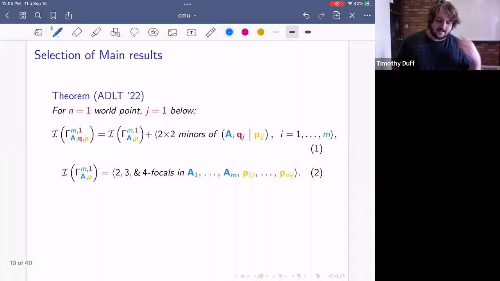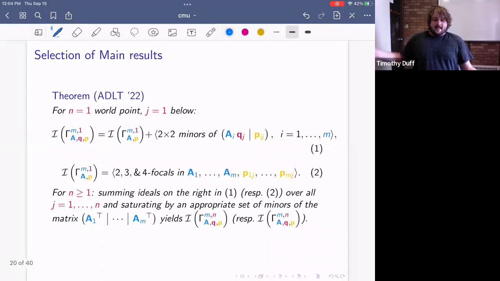And these correspond to things that are well known. We call them 2, 3, 4 focals. I showed you a 2 focal on the previous slide. There's a lot more to say about them. And this gives us two vanishing ideals in the case of a single world point.